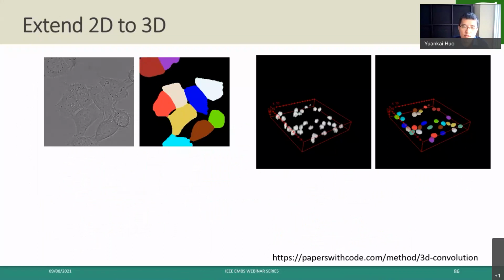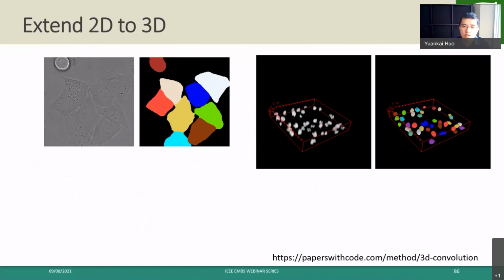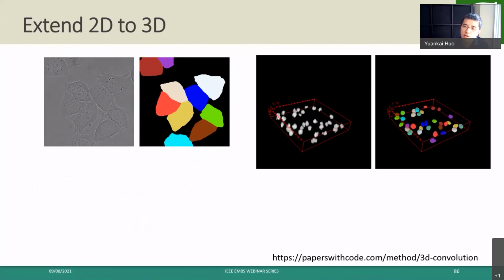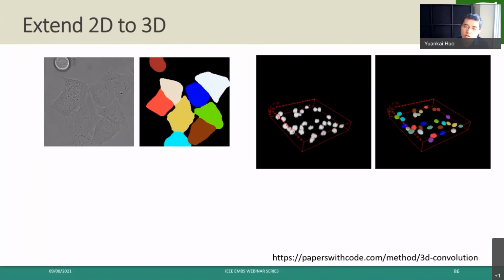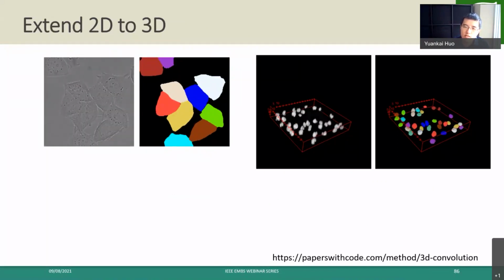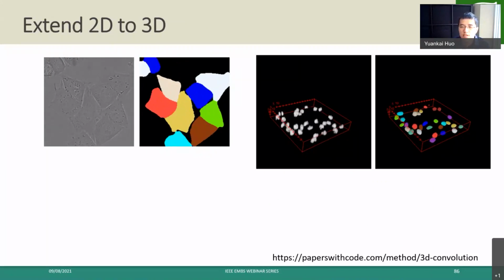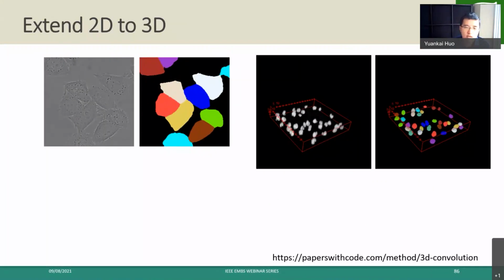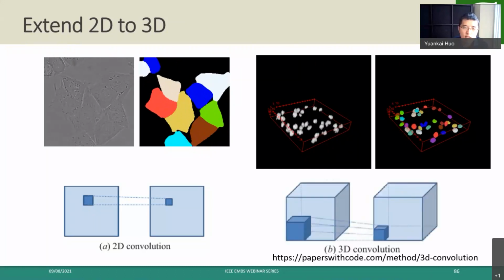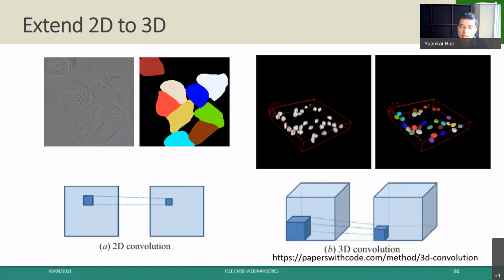Then we realized that the MICCAI 2019 method can only deal with 2D images. But in reality, advanced microscopy imaging is collecting 3D data, like on the right side. We can scan the image in 3D using confocal microscopy, light sheet confocal microscopy, or light sheet microscopy. So we need a technology to change the way of analyzing instance segmentation and tracking from 2D to 3D in an end-to-end manner.